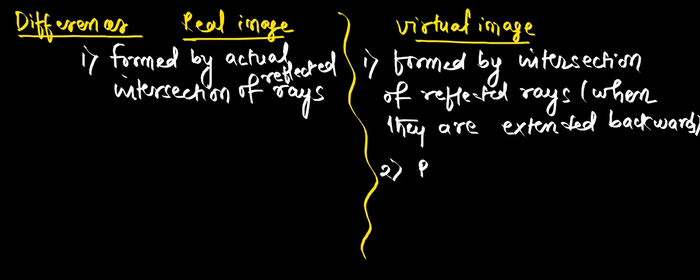So the same point, what we say is, here the reflected rays appear to meet. Appear to means in reality they don't meet.